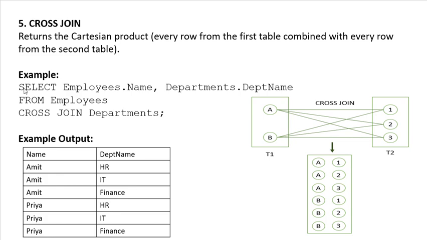So the example is: SELECT employee.name, department.department_name FROM employee CROSS JOIN department; So the output shows names and departments. For Amit, it shows all the departments: Amit with HR, Amit with IT, Amit with Finance. Likewise, Priya with HR, Priya with IT, and Priya with Finance.